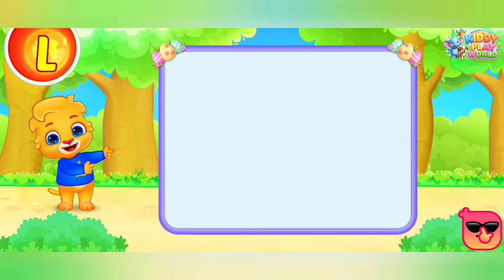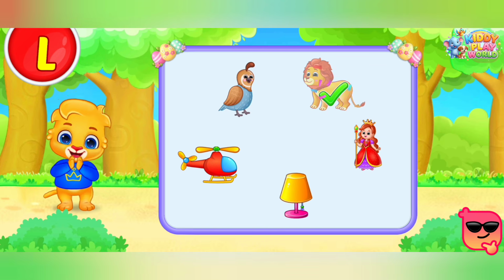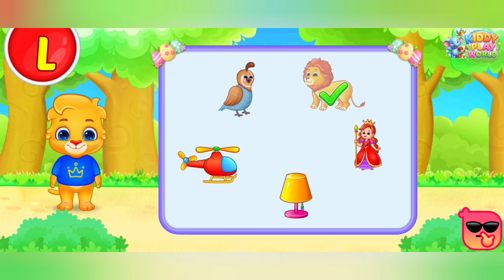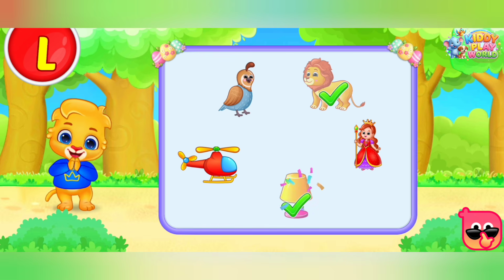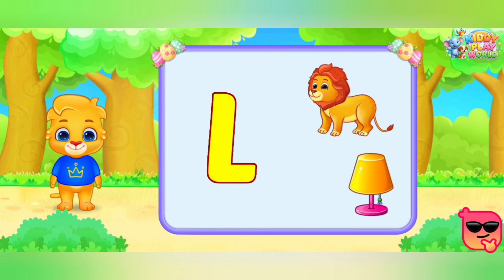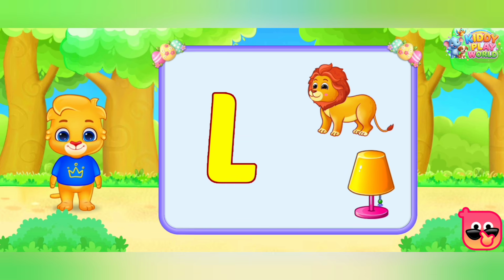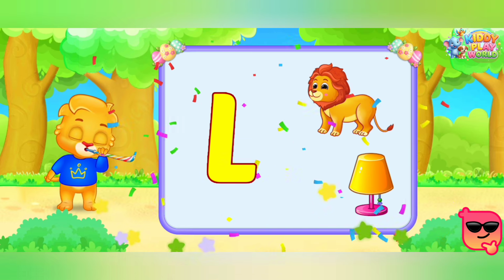Tap the picture that starts with letter L. L is for lion. L is for lamp. Well done!